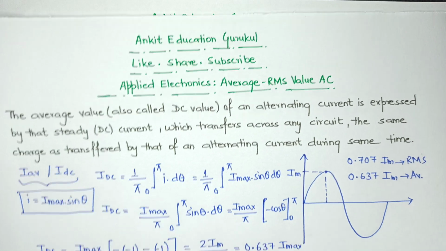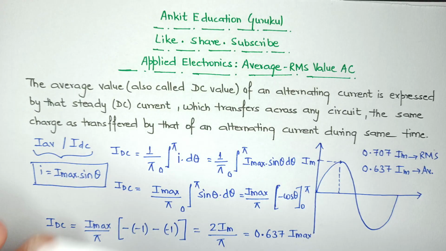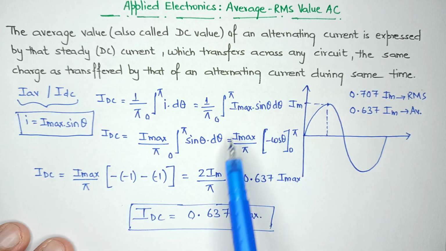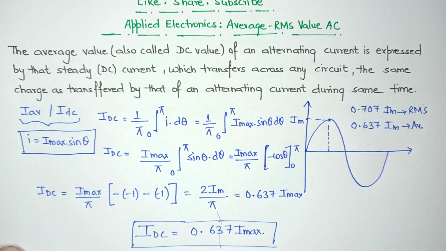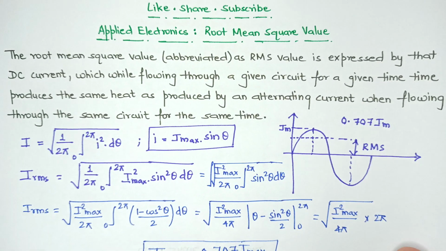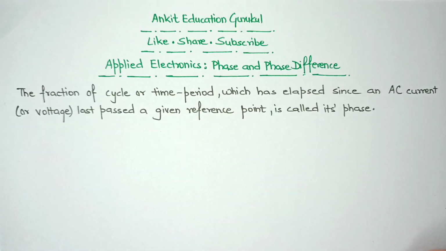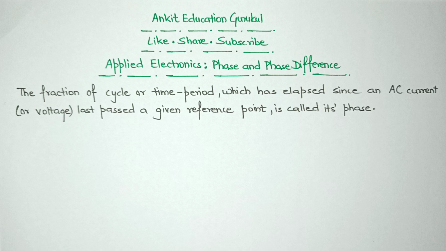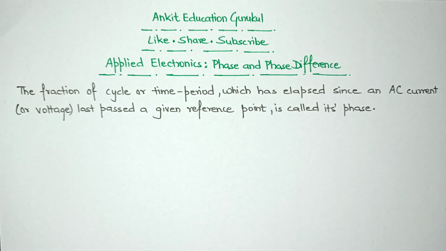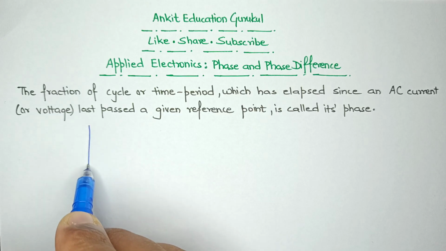Hey everyone, in this video we are going to discuss the phase and the phase difference of an alternating current. In our last video we discussed the RMS value and the average value of the current, including a small derivation for the average value, and in one of the previous videos the derivation of the root mean square value. In this video we will discuss the phase and the phase difference. Let us say I draw a signal here like this.